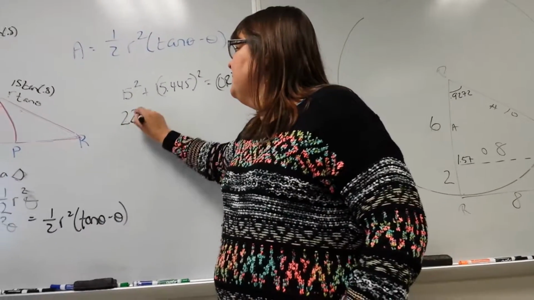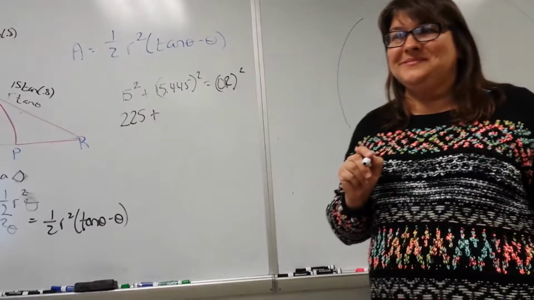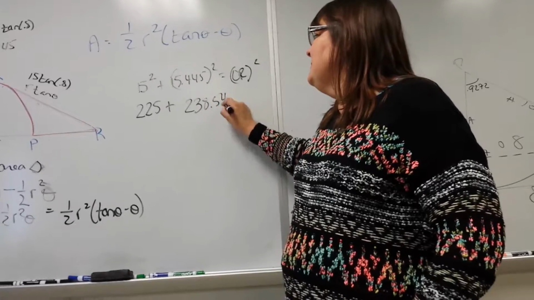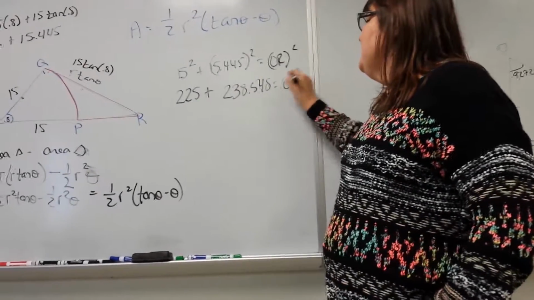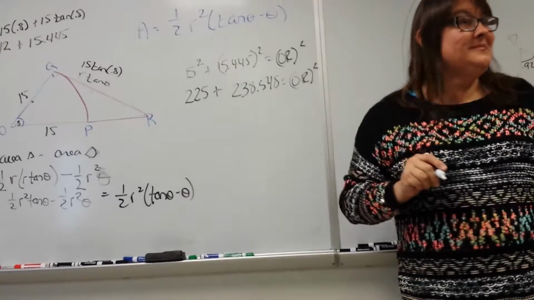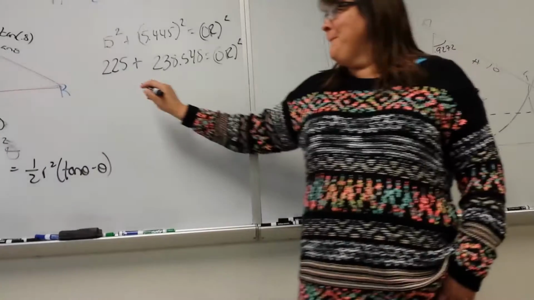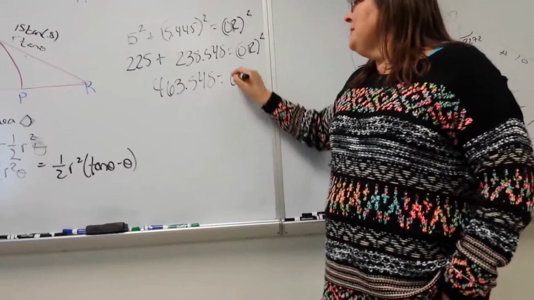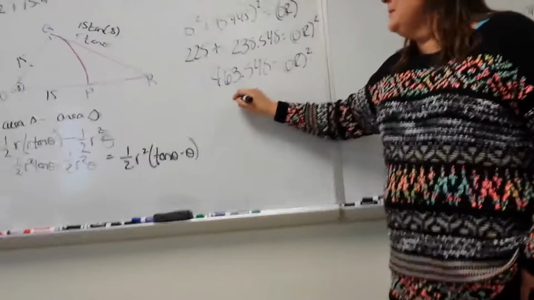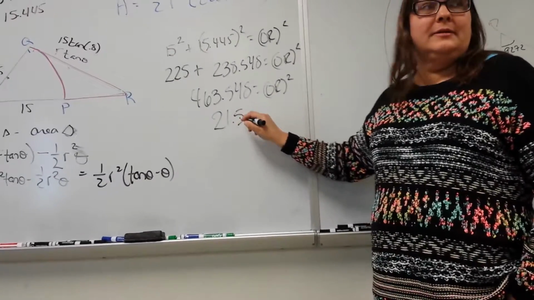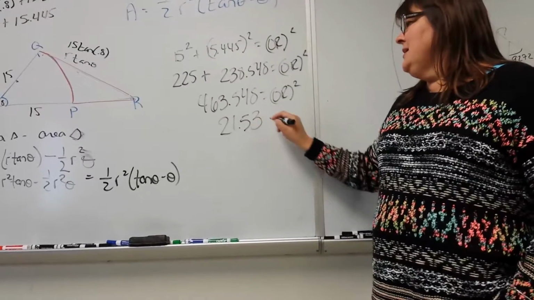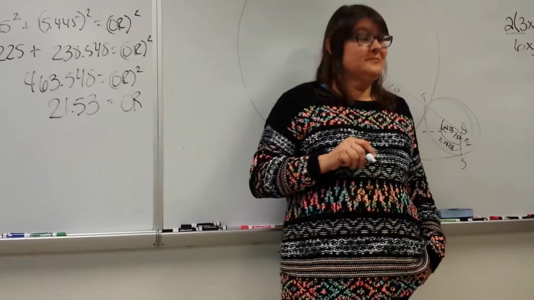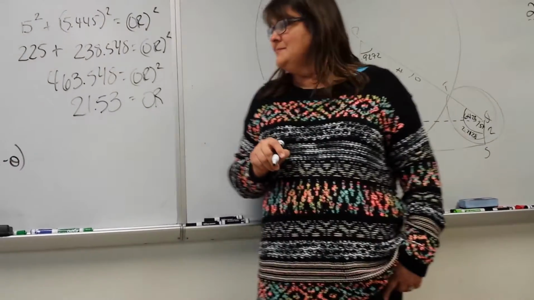And then what's 15.445 squared? 238.548. Thank you. And the whole thing, those two added together, is 463.548. Perfect. And that square root is 21.530. So that is equal to OR in its full. 21.53 minus 15.